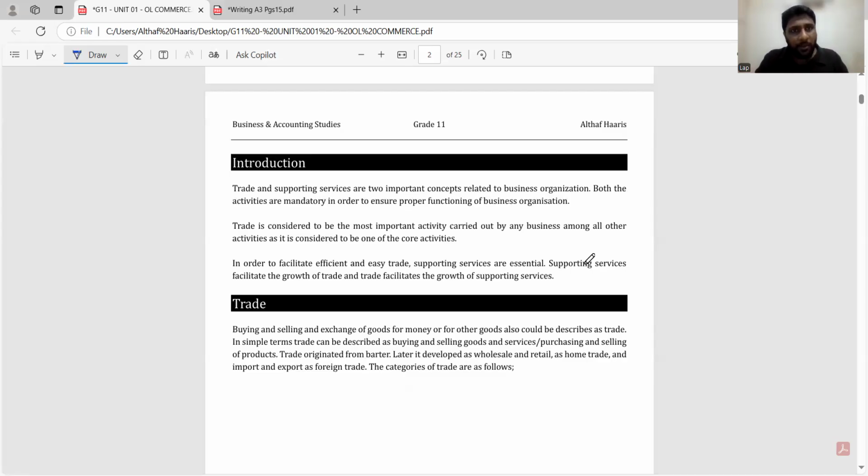Likewise, you take a business like a bookshop. So in that bookshop, what are they doing? They will give you books. In return, you will give money. So that is also a trade. Simply, it is an exchange.